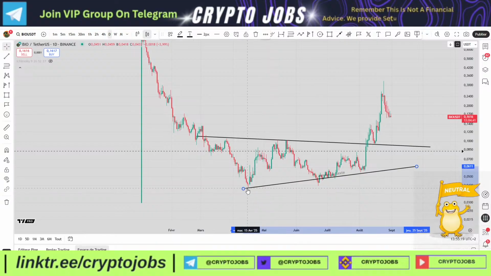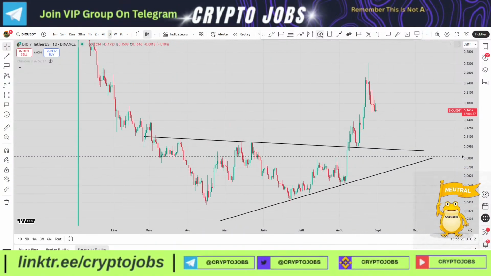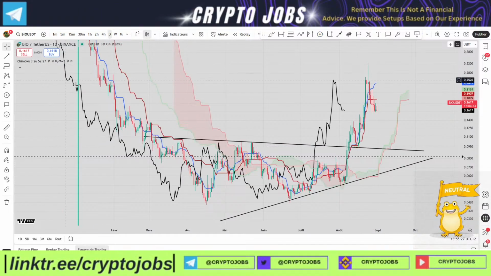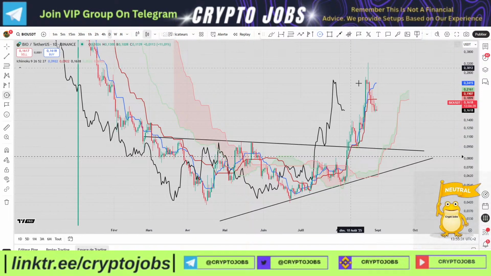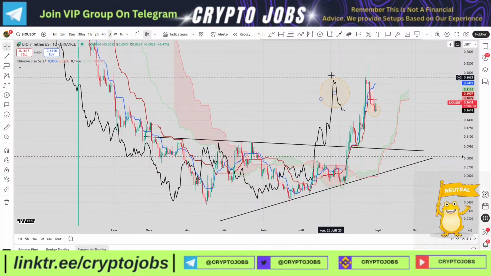Yeah, likely something like this. So we broke the pattern. We saw the perfect retest. You see, that was a very good entry point here. But look at here, we had a strong reversal in trend.